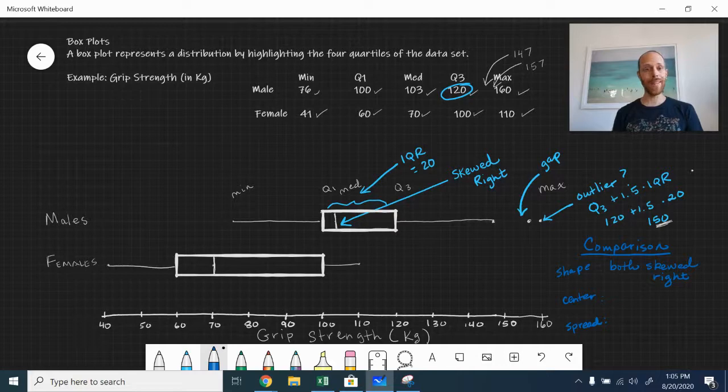For the center, anytime you're looking at box plot data, since you don't have the mean, you have to use the median. So I would come up here, and I would look at these 2 values, and I would say that the median male grip strength is 33 kilograms greater.